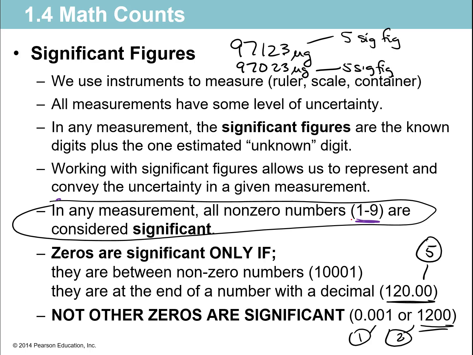So those were my two examples. That 10,001, those zeros are in between, so this would be 5 significant figures in the number.